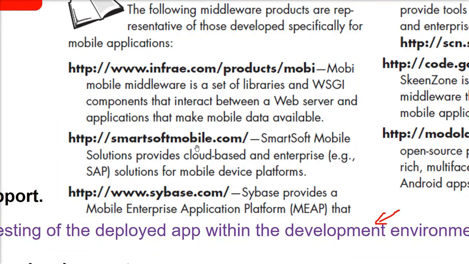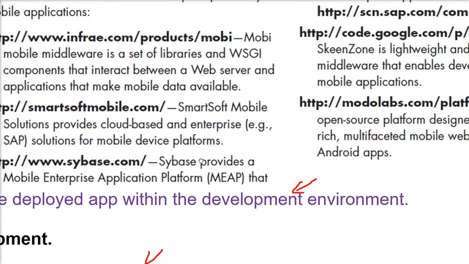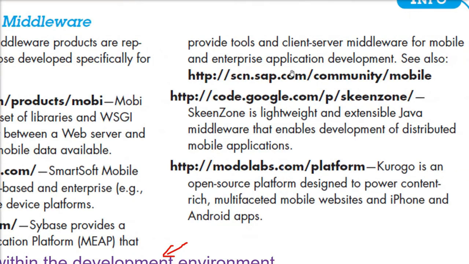We have smartsoftmobile.com. This mobile solution provides cloud-based and enterprise solutions, for example SAP. Sybase.com provides MEAP, the mobile enterprise application platform, which provides tools and client server middleware for mobile and enterprise application development. You can also go to scn.sap.com. Code.google.com has Skiing Zone, a lightweight and extensible Java middleware that also enables the development of distributed mobile applications.